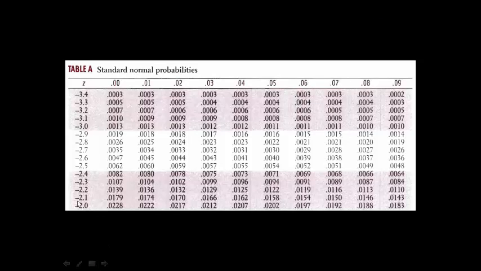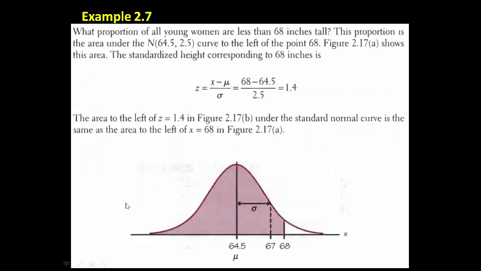Okay, and that's coming from the A table. Practice looking at the A table. The first two digits are here on the left, and then the last digit, we find it by looking across the top. So it's 0.0158 in this case. Okay, so the next example, what proportion of all young women are less than 68 inches tall? Okay, so 68, it's less than, so we know that we're going to be looking to the left. That's exactly what our table gives us, so we don't have to subtract this from 1.